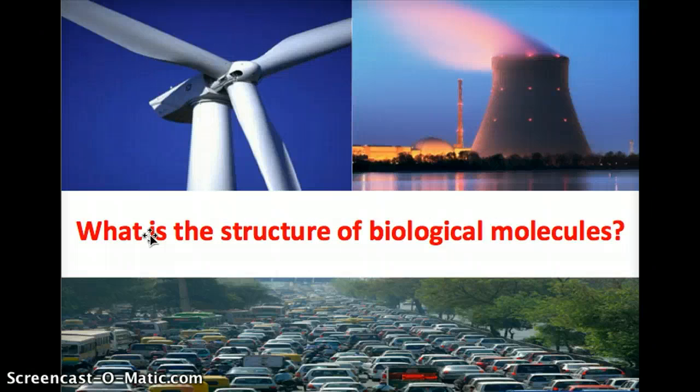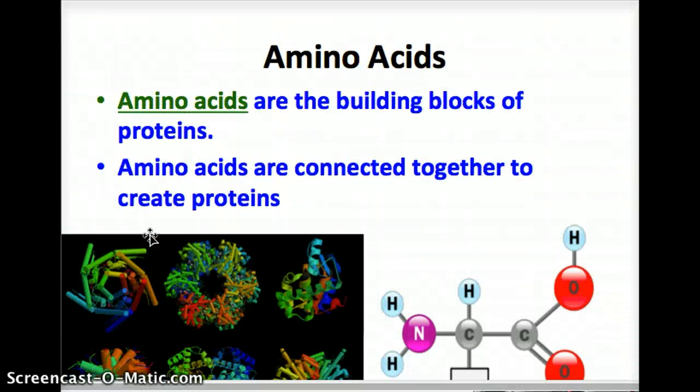So what is the structure of biological molecules? We talked already about proteins, right? Proteins are made up of chains of amino acids, and this is how an amino acid looks. It has a nitrogen group here, it has carbon in the middle, it has a hydrogen sticking out of it, another carbon, and then this is called a carboxyl group, which is made up of carbon, oxygen, oxygen, and hydrogen.